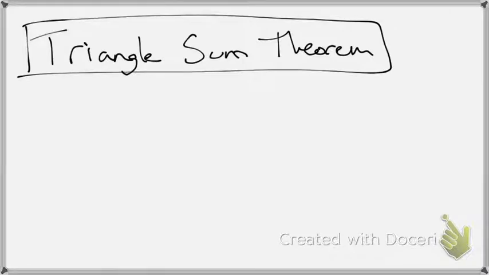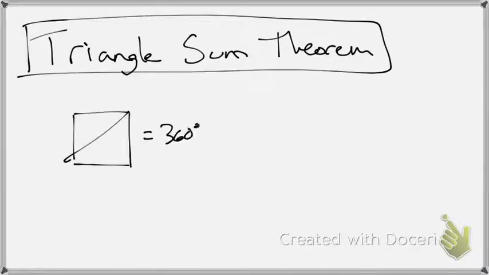There's another cool way with parallel lines, but we're not there yet. Here's a square or a rectangle. How many degrees are up in there? 360. If I go corner to corner, I get two triangles. How much in each triangle? 180. So each triangle is 180. All right?